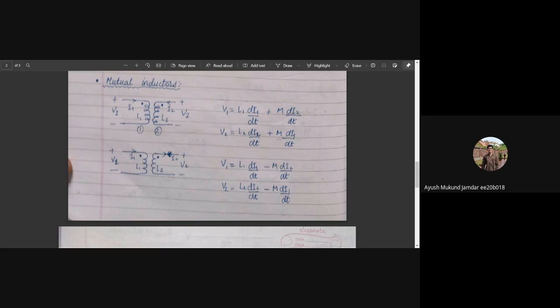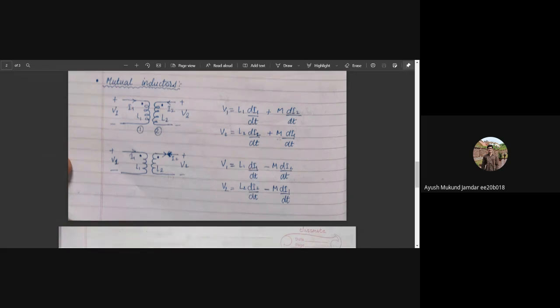Now, once we have labeled the dots and currents, we will have the voltage and current differential equations quite easy and non-ambiguous. That is, the signs of mutual inductances will be clear from this. Now, an inductor will be a linear element if its initial conditions are zero.